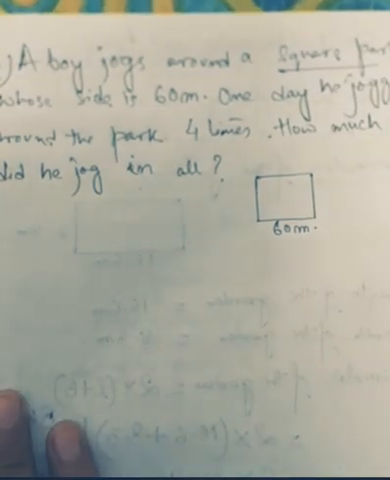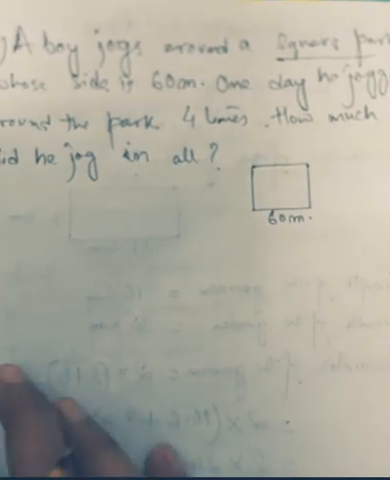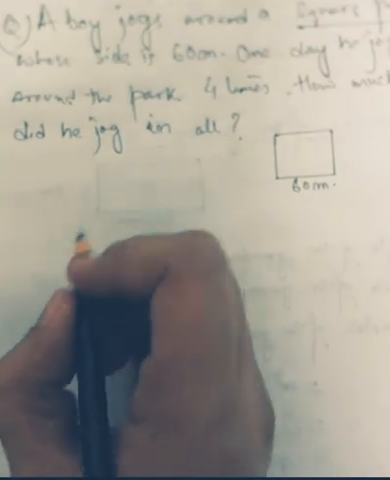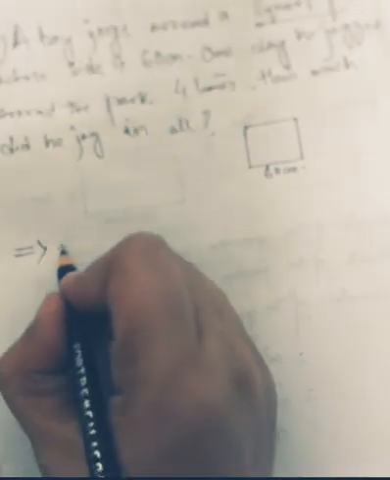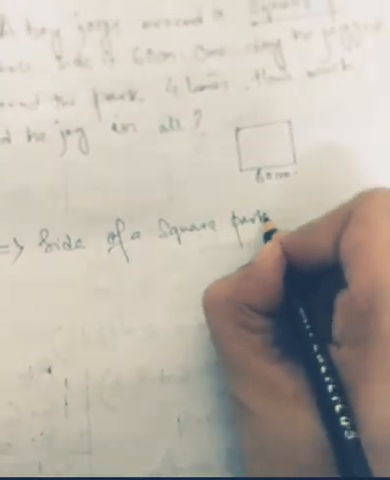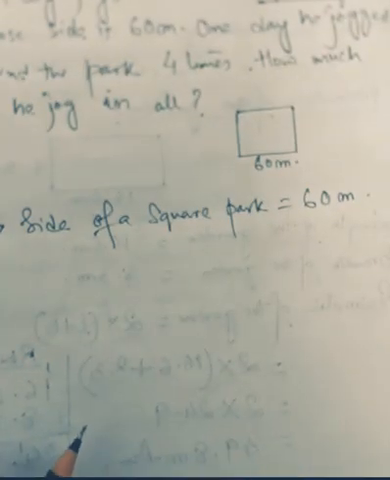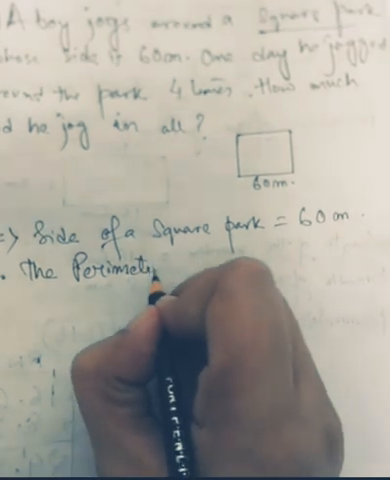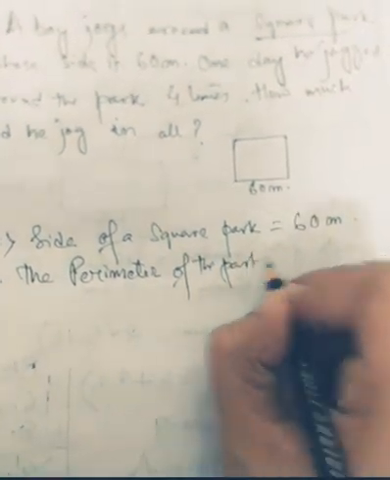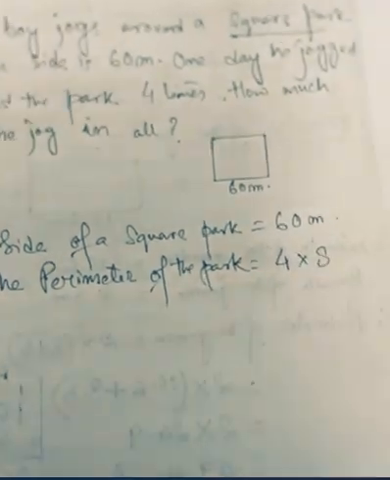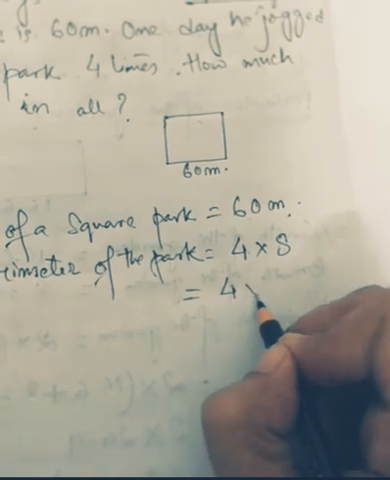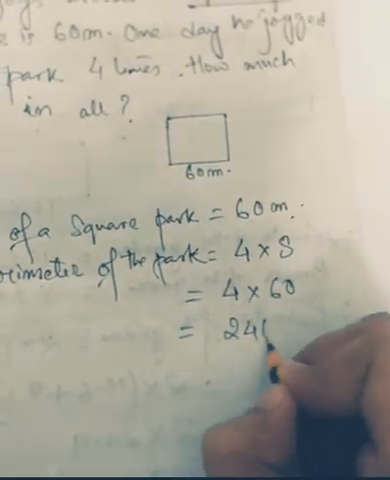So can you tell me what is the perimeter of the square? Yes, the perimeter of the square according to the formula will be 4 into side, 4 into S. So let us do the sum first. Side of a square park is given as 60 meter. Therefore, let us find out the perimeter of the park. We know it is 4 into S, isn't it? S is already given, it is 60 meter. So let us put it in the formula. It will be 4 into 60, which is 240 meter.